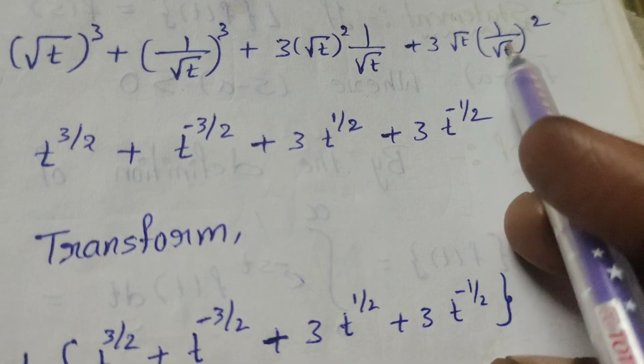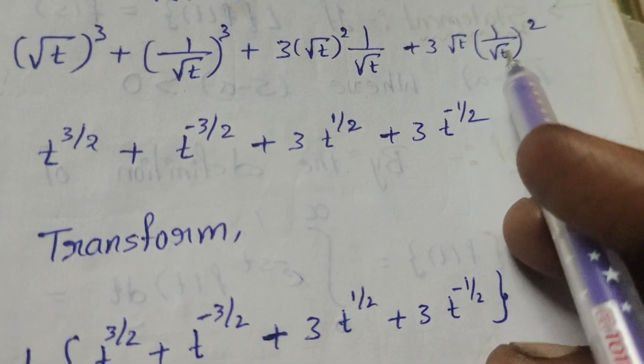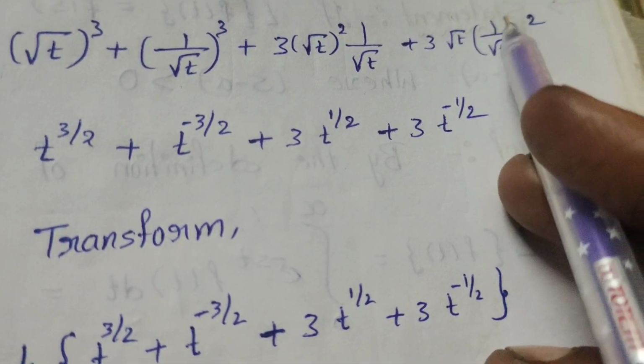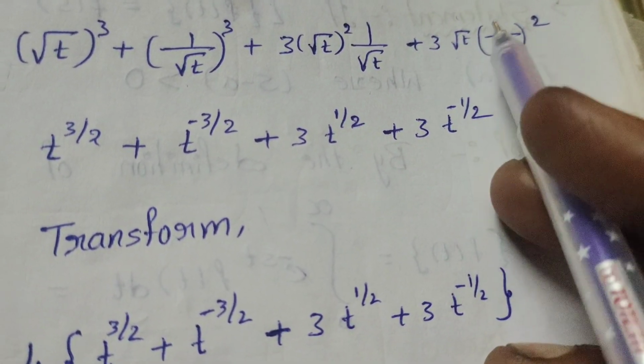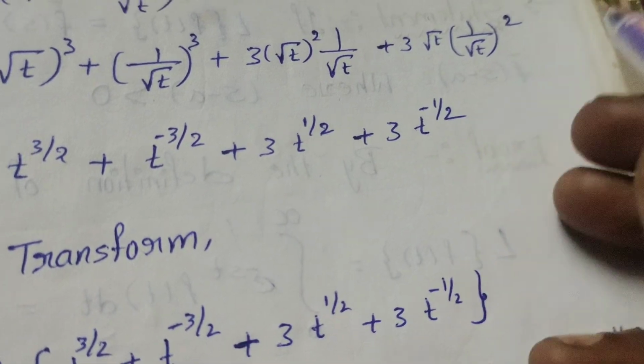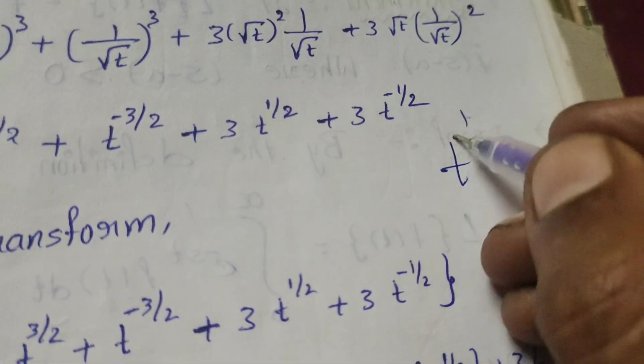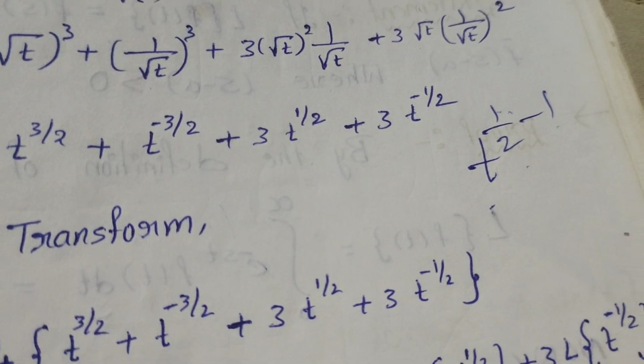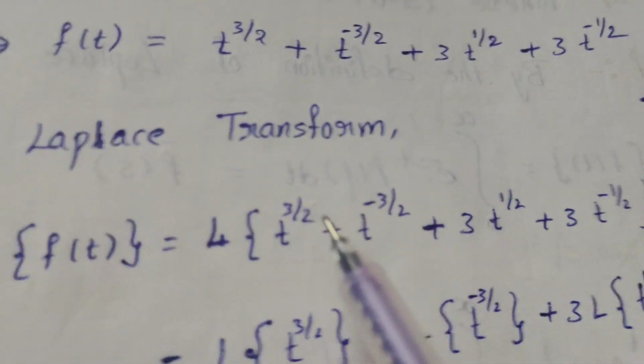Here the square roots get cancelled, giving 1 by t. The numerator we write as t^(-1) times t^(1/2), that is t^(1/2 - 1), which is t^(-1/2).